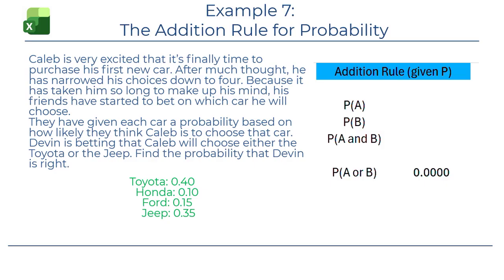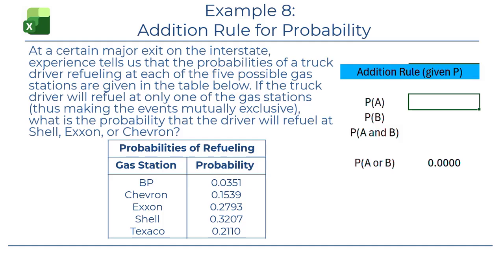So first, we should take a look at the probabilities given to us. We can see that if we add 0.4, 0.1, 0.15, and 0.35, the total is 1. Note that there's no overlap between any of the categories and the sum of the sample space is 1. That means the probability of A and B is going to be 0 because the intersection will be 0. So if we're finding the probability that it's either a Toyota or a Jeep, we're going to add the probability of a Toyota, which is 0.4, and the probability of Jeep, which is 0.35, for a total probability of 0.75 or 75%.